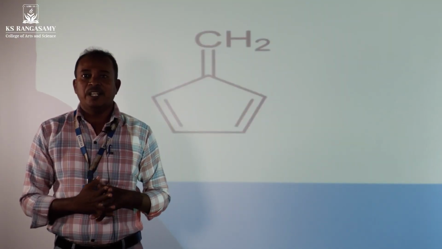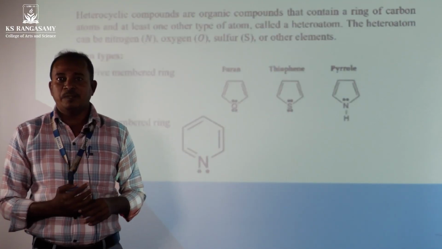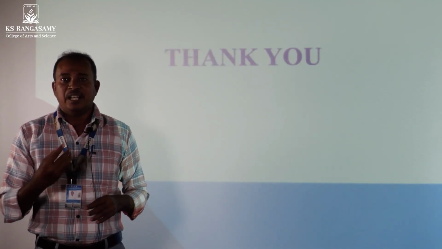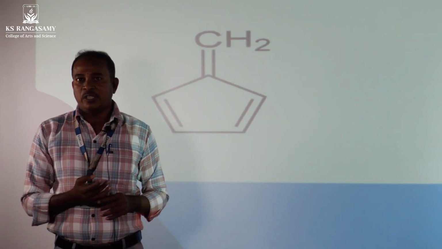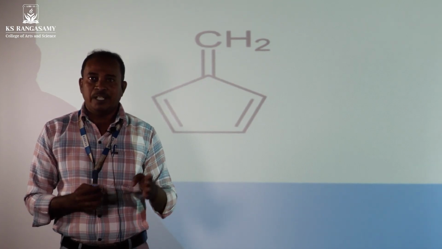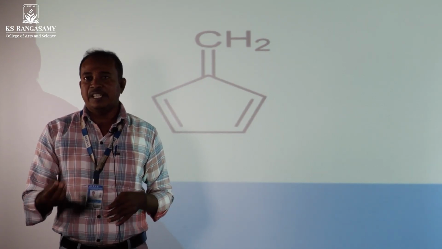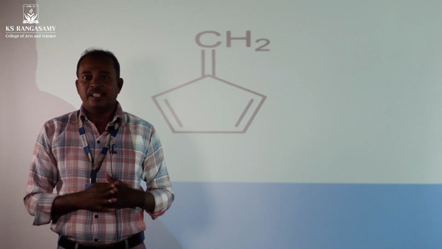Next, nucleophiles and electrophiles. Nucleophiles are nucleus-loving species. Electrophiles are electron-loving species. Nucleophiles are negatively charged species, and electrophiles are positively charged species. A nucleophile attacks electron-deficient sites. An electrophile attacks electron-rich sites.